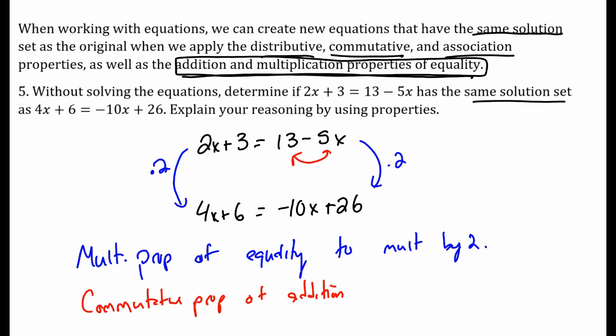So do they have the same solutions? Yes, they do. Why? Because I used the multiplication property of equality and the commutative property of addition. Using those two properties, I know that this value of x that makes this one true also makes that one true. They have the same answer. They have the same solution.